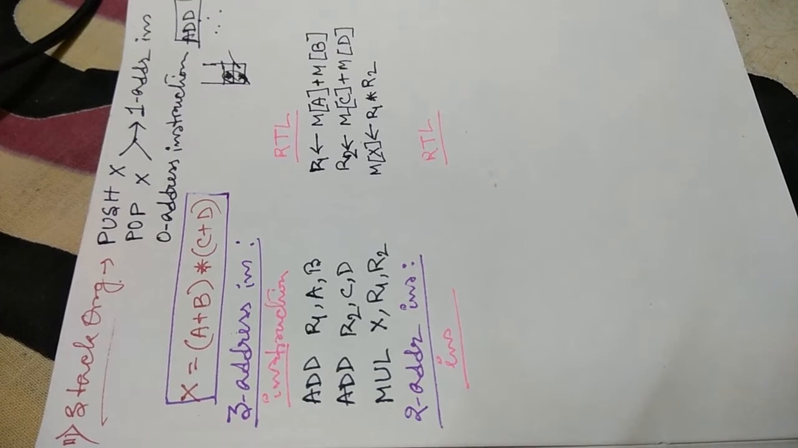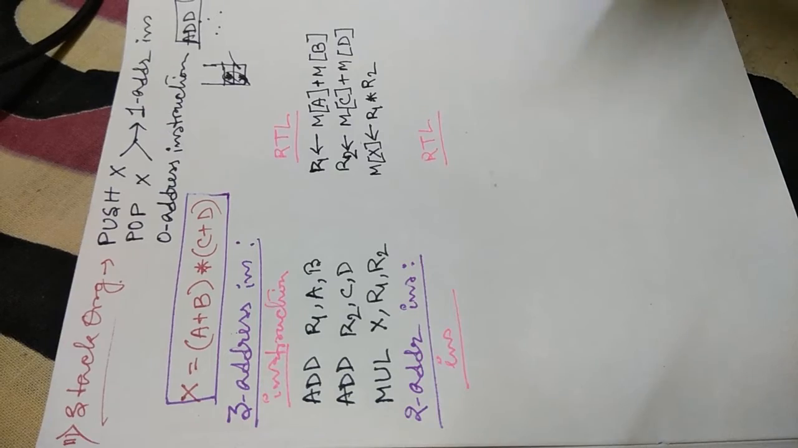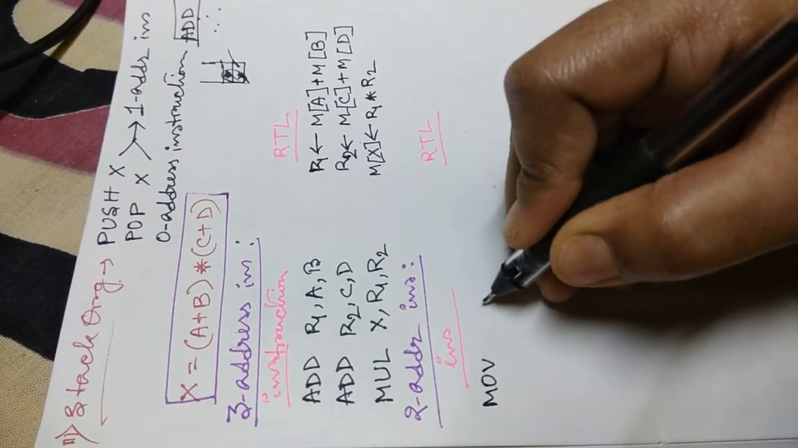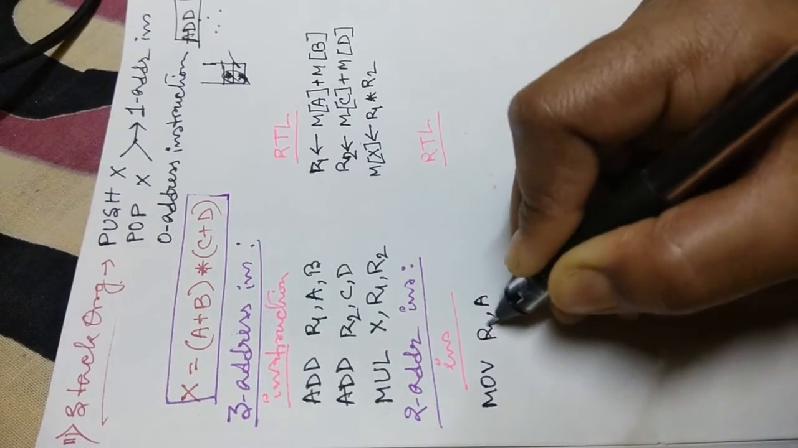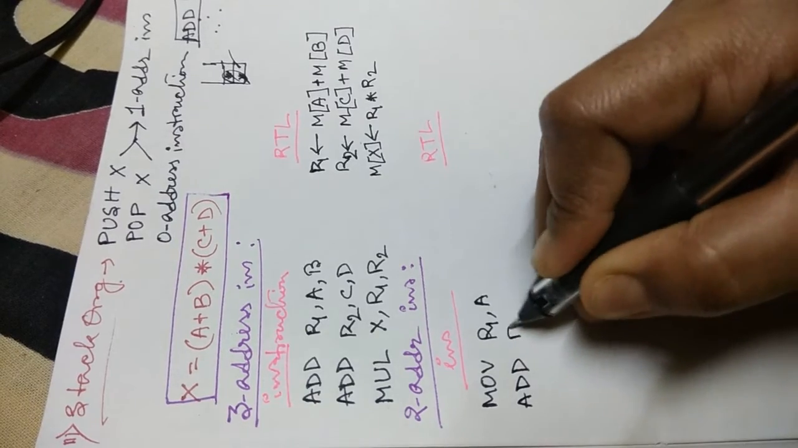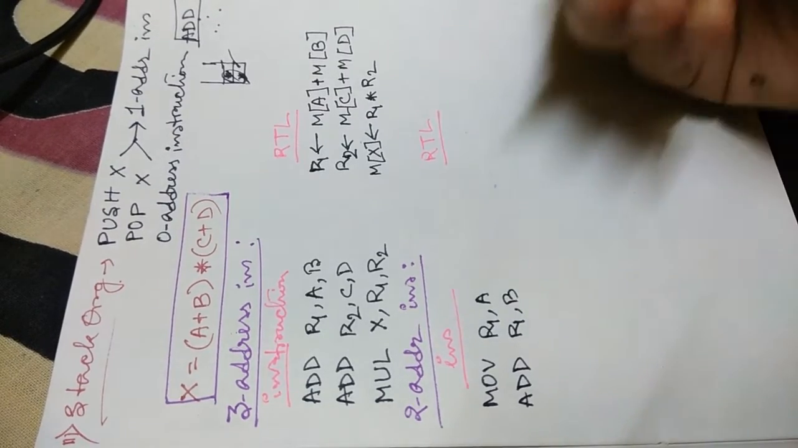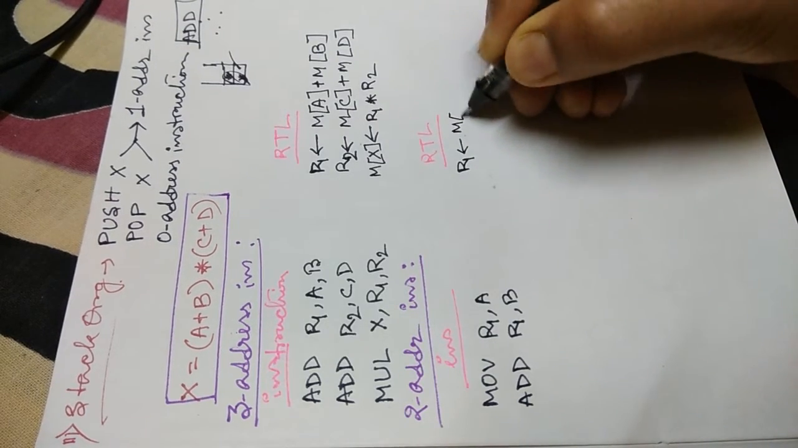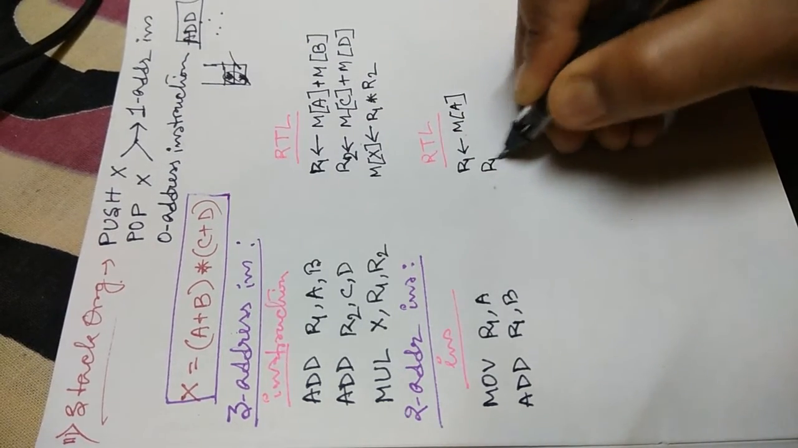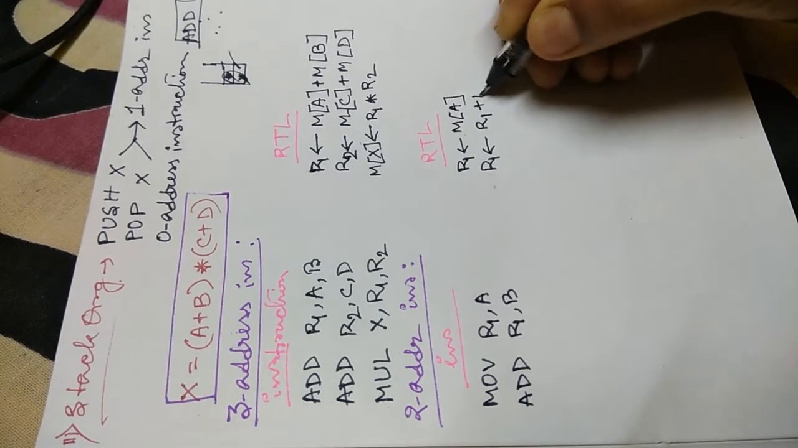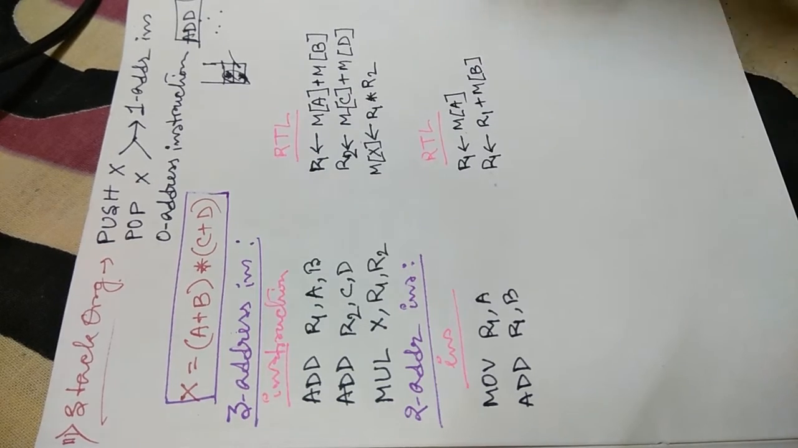In 2 address instruction, I can mention only 2 addresses in an instruction, right? So my first step should be to move A into a register. Then I can write the add instruction, add R1, B. Right? R1 contains M of A, and R1 now contains the content of R1 plus memory word B.